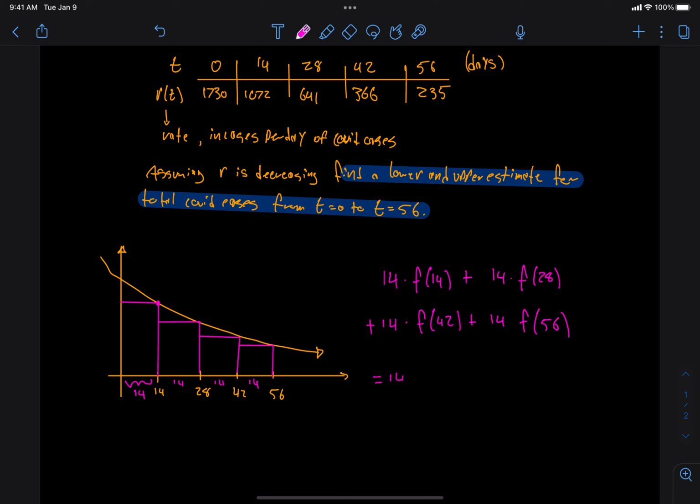Which in this case would be 14 times 1072 plus f of 28 is 641, plus 366, plus 235. And you can pull the 14 out because each of these has 14 in it, so we just factor that out. Okay, so that's for an underestimate, or a lower estimate, whatever. Any questions on this so far?